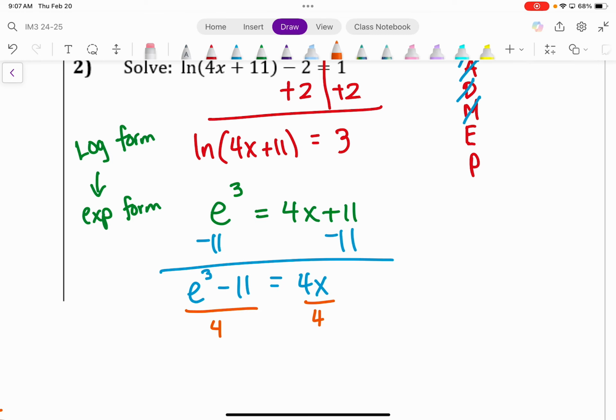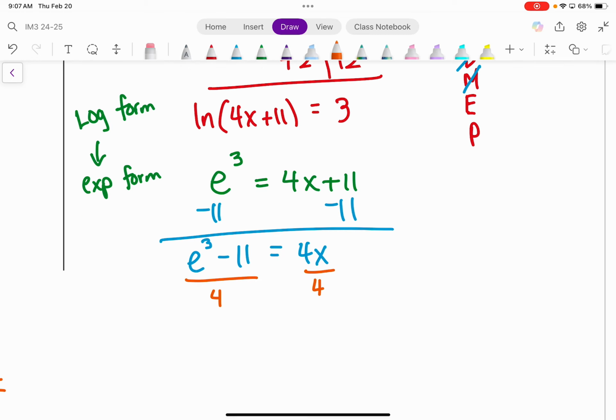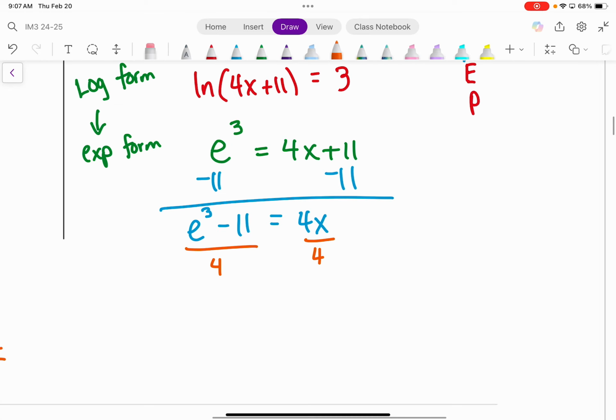So this is what we get. Same thing, 2 answers. You get an exact and an approximate. You get x equals e to the third minus 11 over 4. This is your exact answer. Go ahead and plug that in your calculator to get your approximate answer.